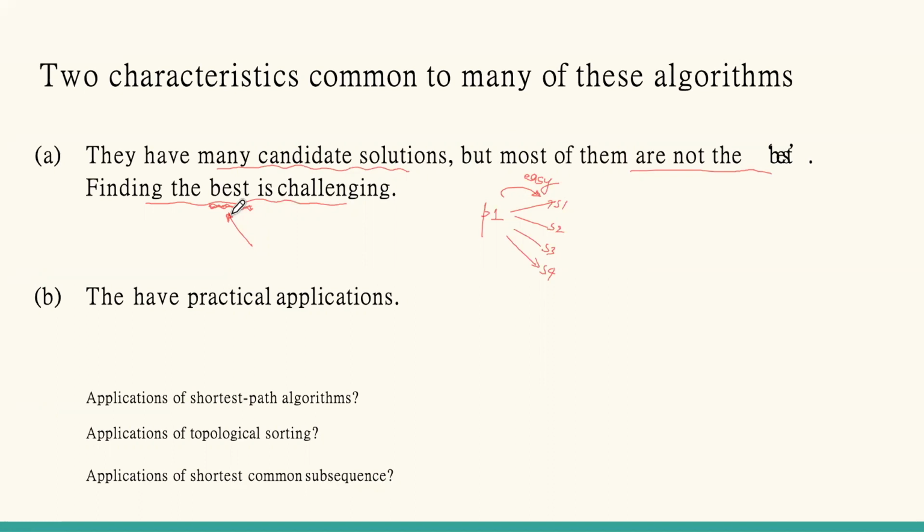Another characteristic that's common to these algorithms is that they have a lot of practical applications, right? For example, the shortest paths algorithms obviously have the application of finding the shortest path between two cities when you are traveling, right? We just saw an application of topological sorting, right? Similarly, finding the longest common sequence also has practical applications. So these algorithms have a lot of practical applications. That's one characteristic. And the second characteristic that we just saw is that the challenge is not just to find a solution, but to find the best possible solution, or an optimal solution.